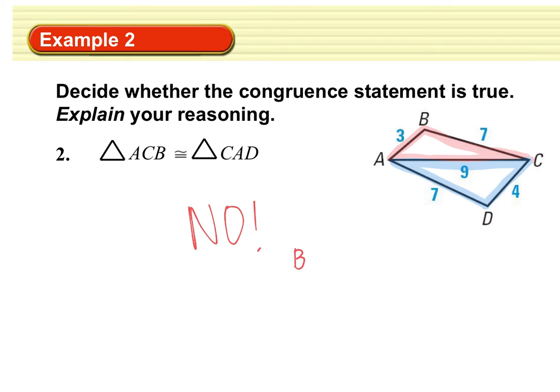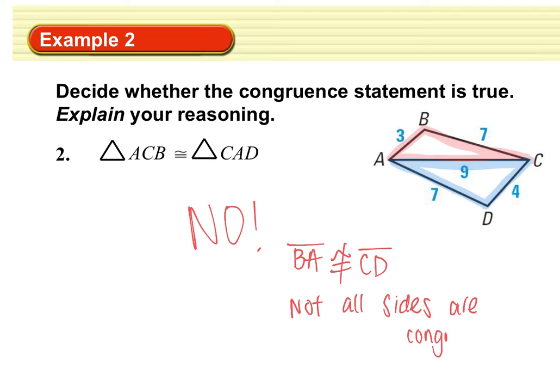So we say BA is not congruent to CD, or not all sides are congruent. So therefore, the two triangles are not congruent. Make sense? The 3 here and the 4 here.